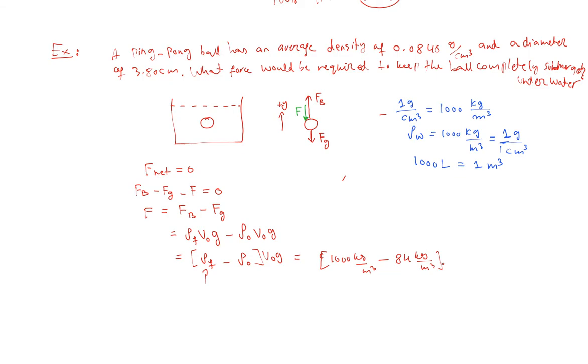Volume of the object. Now, the object is a sphere, so the volume of a sphere is 4/3 pi times radius cubed. The radius is half of 3.8 centimeter, which is 1.9 centimeter, and in terms of meter, the radius is 0.019 meter, cubed. If we calculate this number, this will be the force in newtons. Let's calculate this.